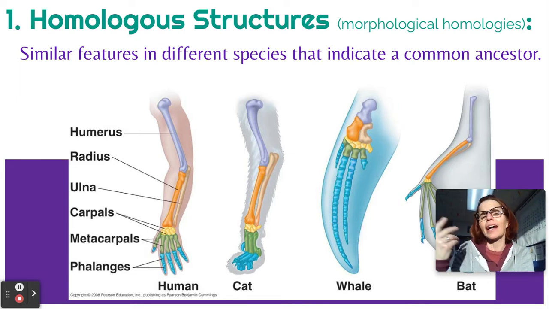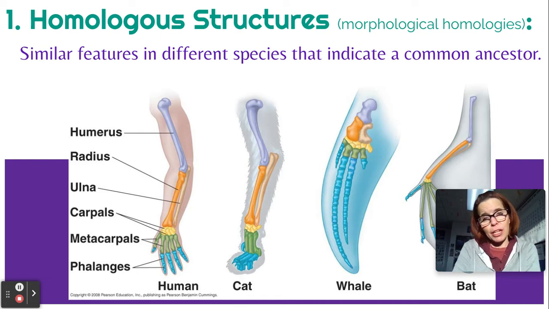Dolphins are mammals, not fish. Same thing with whales. They are mammals. Same thing with bats. Bats are mammals. Birds are not mammals. However, we think that they're more closely related to us than fish are. So indicating a common ancestor.